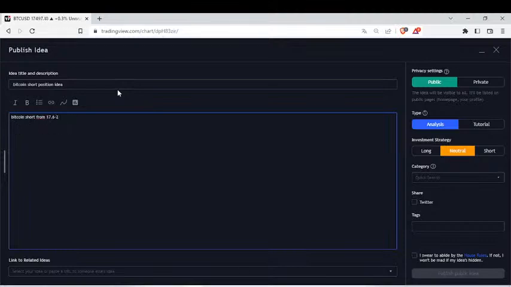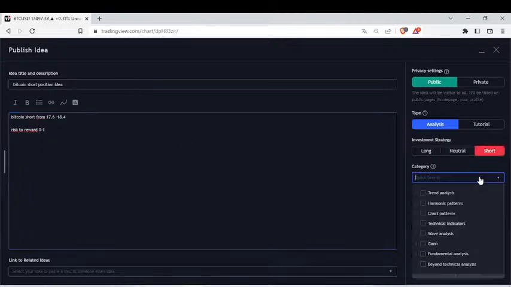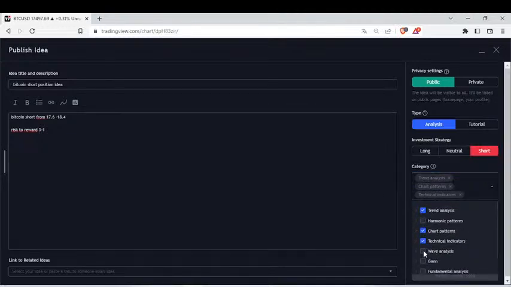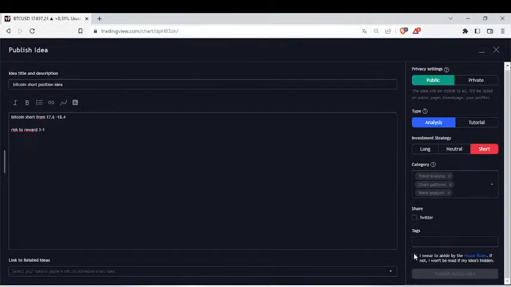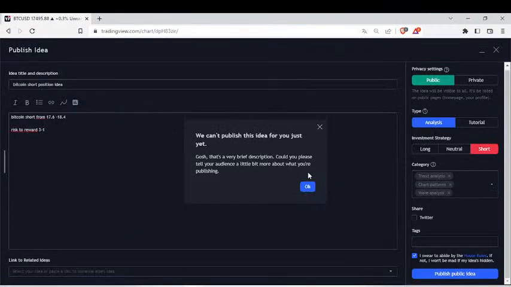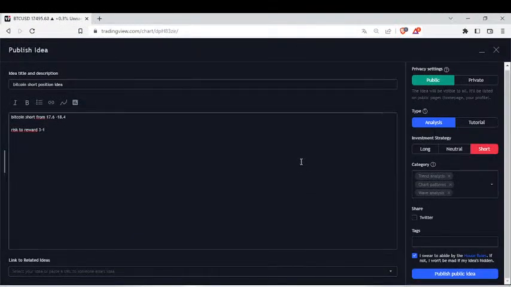$17.6 to 18.4. $3 to 1. Short trend analysis, chart pattern, technical indicators. Actually, let's move that to wave analysis. Short description. Screw it. We'll do it later.